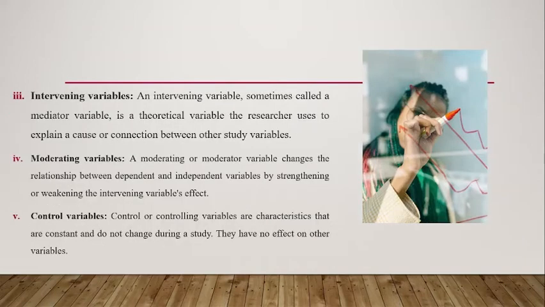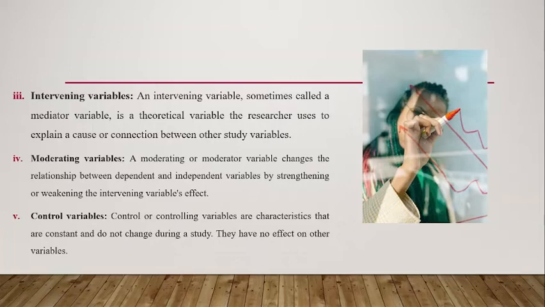The intervening variable, as its name shows, is also called a mediator variable because it intervenes in the relationship between dependent and independent variables. It's a theoretical variable, and the researcher uses it to explain the cause or connection between the other variables of the study, as I mentioned earlier, the dependent and independent.